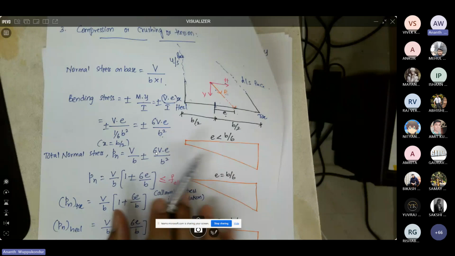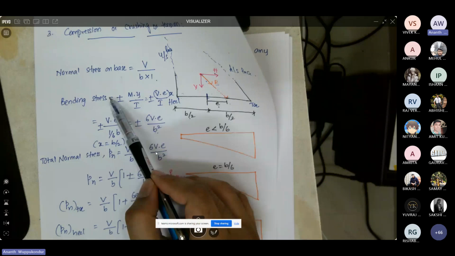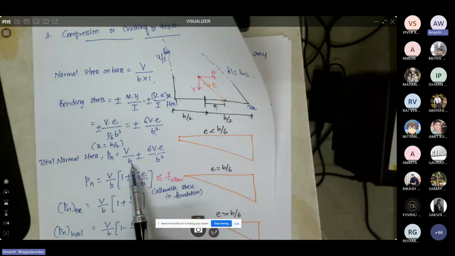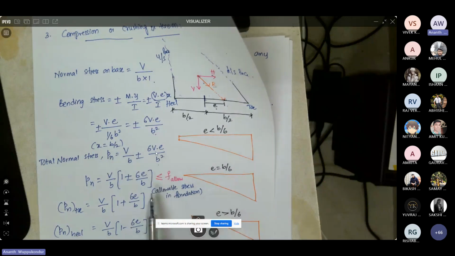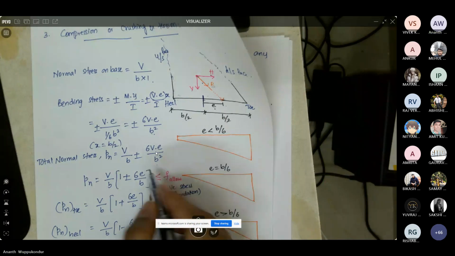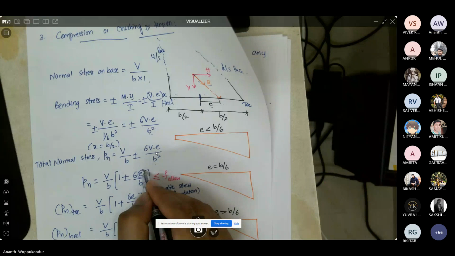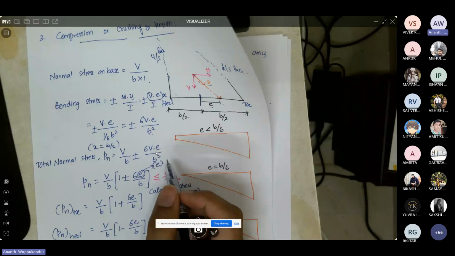Now the total normal stress on the base is the sum of both the normal stress and the bending stress, which is V by B plus or minus 6VE by B squared. And if you take out the V by B factor, then it becomes V by B times 1 plus or minus 6E by B. Now this eccentricity E is important. Depending on this eccentricity of the load, the stresses at the base of the dam are going to change.